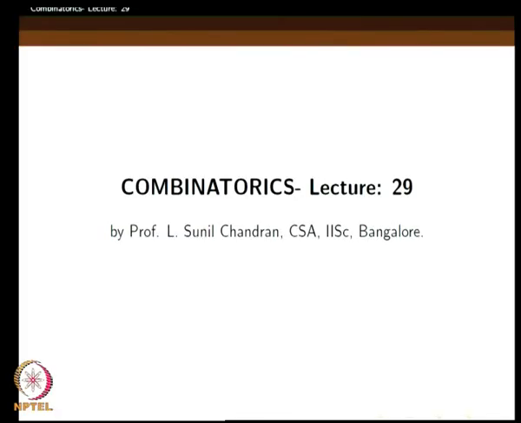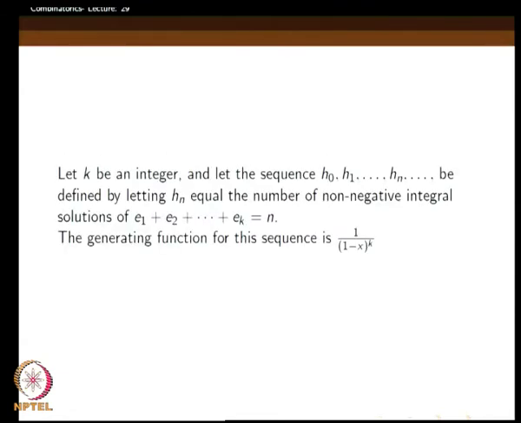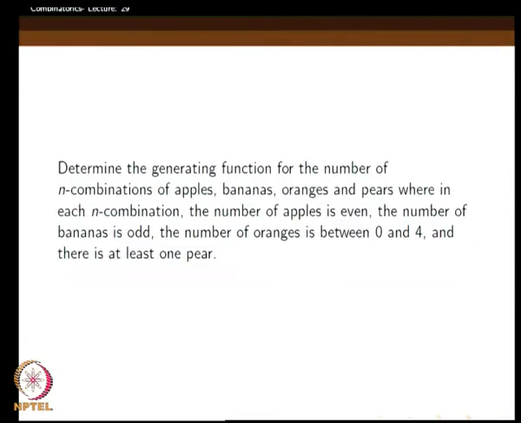Welcome to the 29th lecture of combinatorics. In the last class we were looking at how to use generating functions to solve certain counting problems, right.